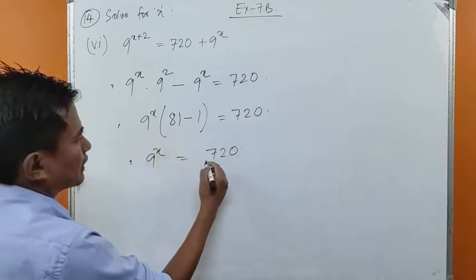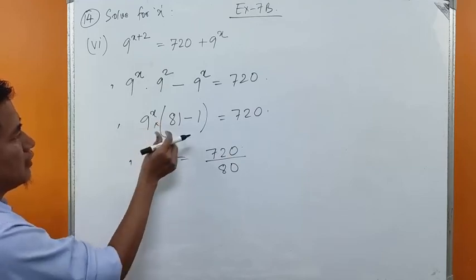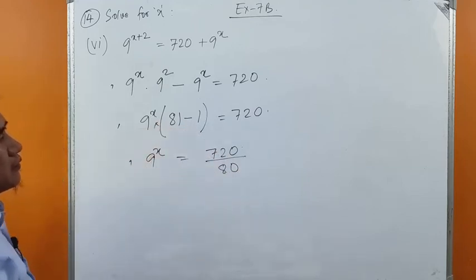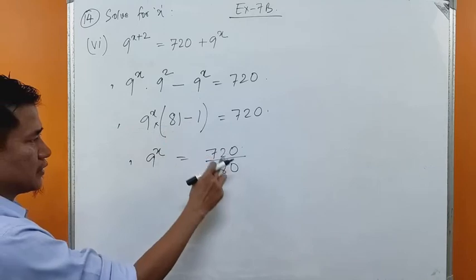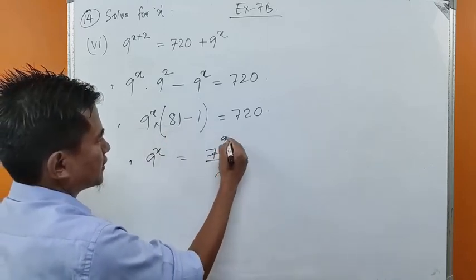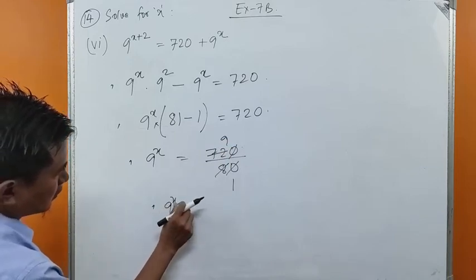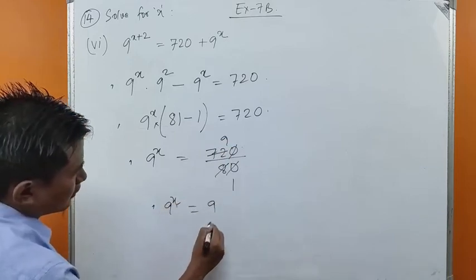81 minus 1 is 80. 80 goes to the denominator, isn't it? Because we have a product here, that means this number goes to the denominator. 81 minus 1 is 80. 0 and 0 cancelled. 8 1s are 8, 8 9s are 72. Or 9 to the power x equals 9.